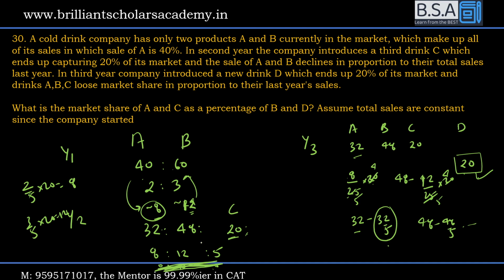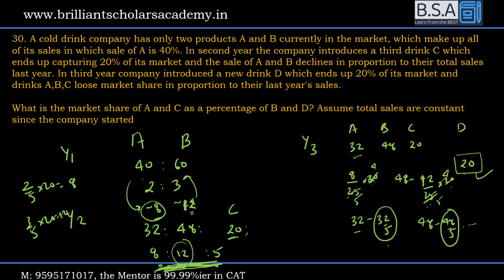Again, second one. What is the market share here? 12. So 12 upon 25 into 20 is the decrease, which is again 48 by 5. Which is again what percentage? 20. What I am trying to explain to you here is, if you distribute the loss in the same proportion, you are distributing everything as 20% loss.